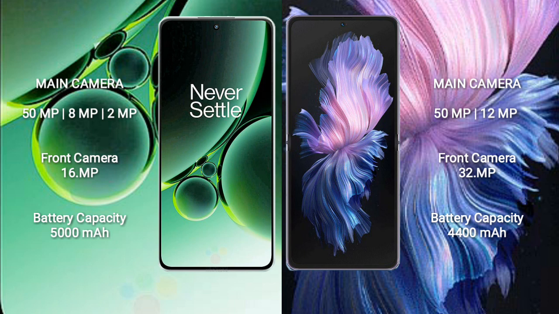OnePlus Nord 3 rear has a triple camera setup, 50MP plus 8MP plus 2MP, and front camera 16MP. Vivo X Flip rear has a dual camera setup, 50MP plus 12MP, and front camera 32MP. OnePlus Nord 3 has a 5000mAh battery with 80W fast charging support. Vivo X Flip has a 4400mAh battery with 44W fast charging support.